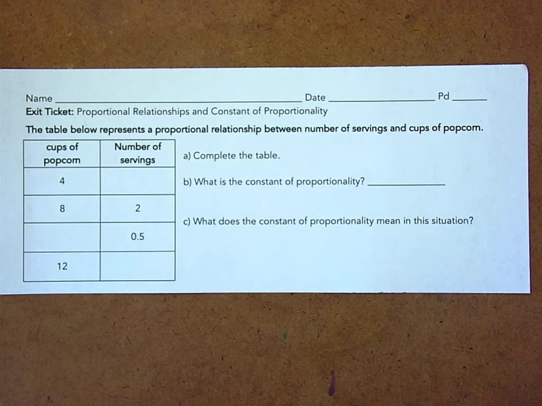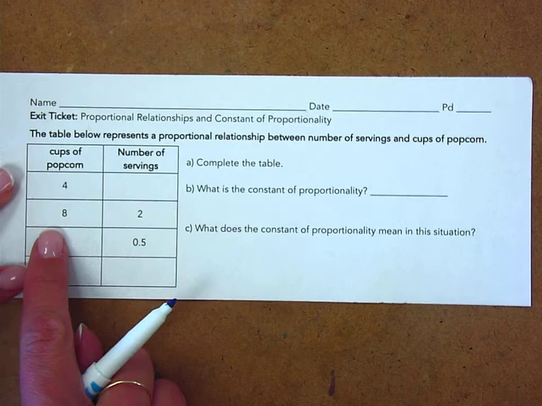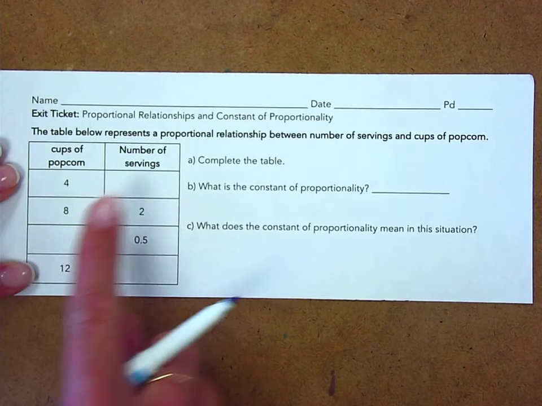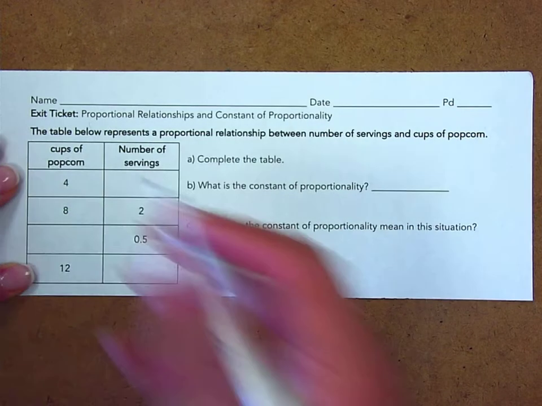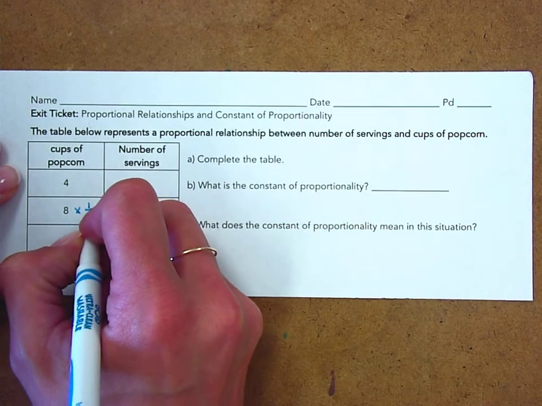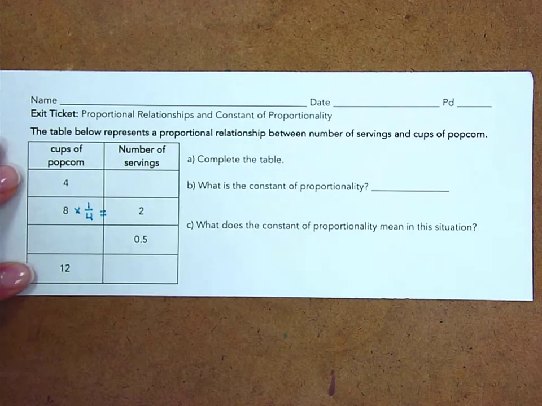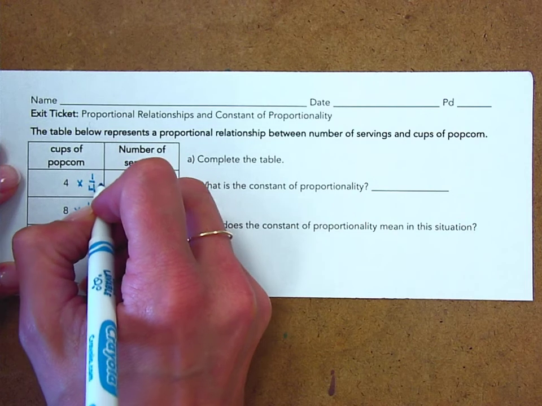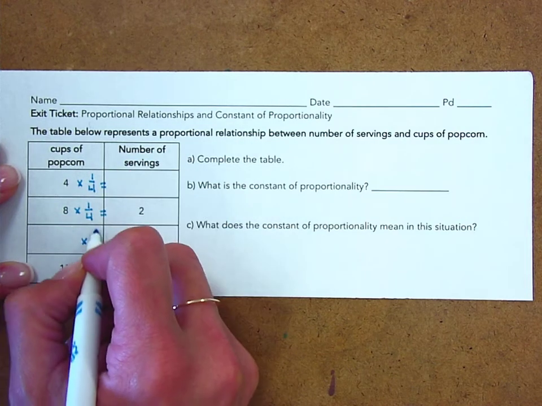So if we take a look at our table here, we know the relationship is proportional, which means that all of the ratios of cups of popcorn to number of servings has to be equivalent. So if we look at this, I know that in order to get from 8 to 2, I either need to divide 8 by 4 or multiply 8 by 1/4 to get 2. That means that for all of the other ratios in the table, I will need to multiply my cups of popcorn by 1/4 to get the number of servings.